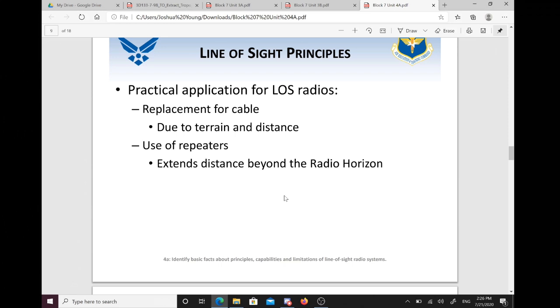And then if you need to overcome terrain or obstacles, we would then use repeaters, which, as it says in the bullet point, extends the distance of your line of sight transmission beyond the radio horizon. So if we start to reach the limits of what our line of sight radio is capable of giving us, we can use a repeater system to extend that signal to wherever it is that we need it to go.